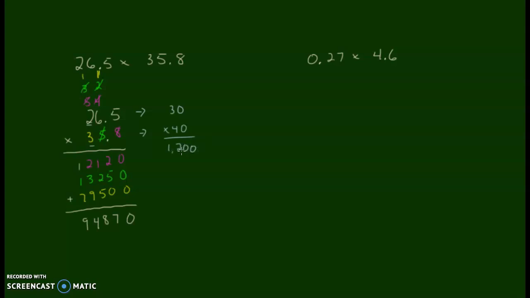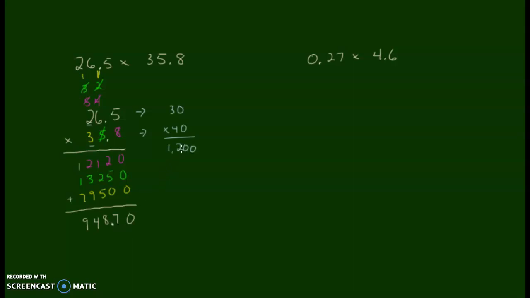So my estimate was 1,200. I'm going to use this estimate to help me place the decimal, and the closest I can get to 1,200 with the digits I have here is 948. So I'm going to place my decimal here. So 26 and 5/10 times 35 and 8/10 is 948 and 70 hundredths.